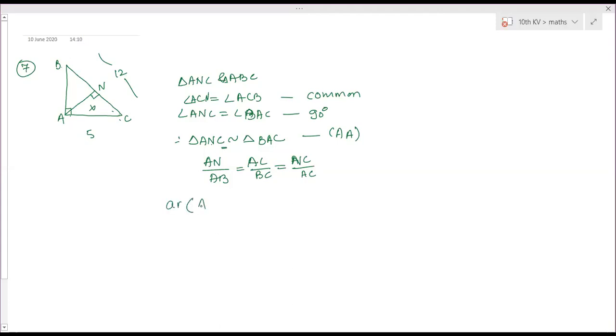So directly take the areas of triangles. Ratio of area of triangle ANC by area of BAC is equal to any one of the sides squared. So AC by BC whole squared. What is AC? 5. BC is 12. Square of it. 25 by 144 is the ratio.